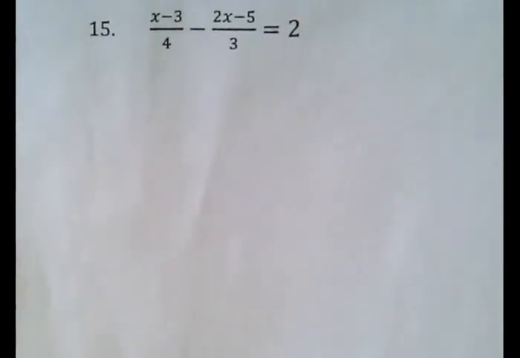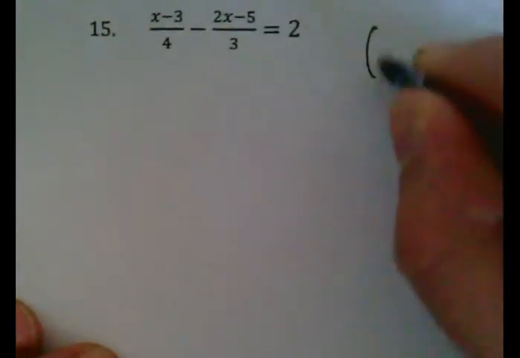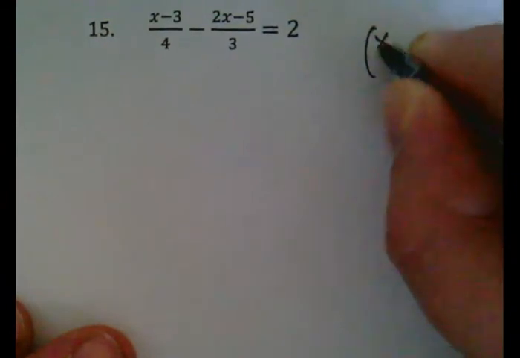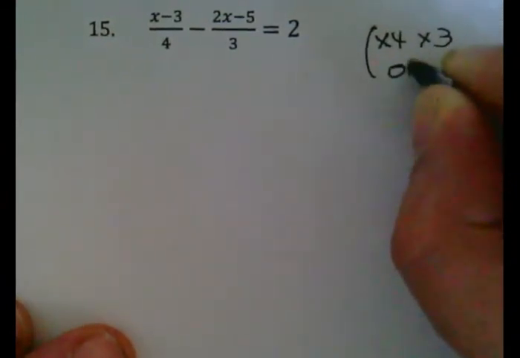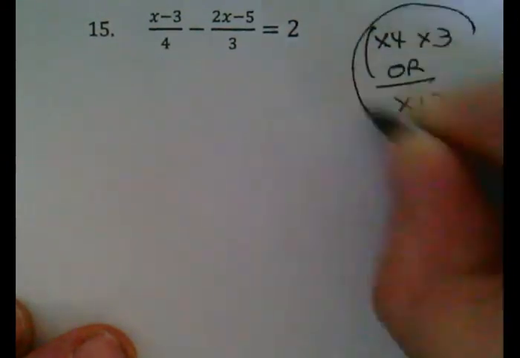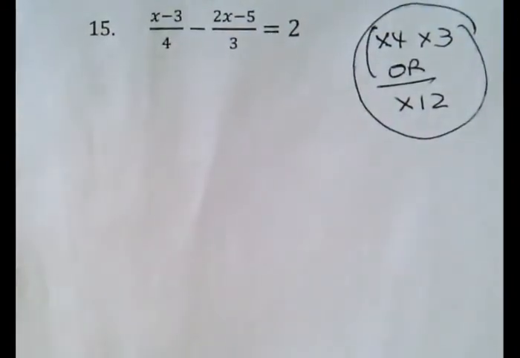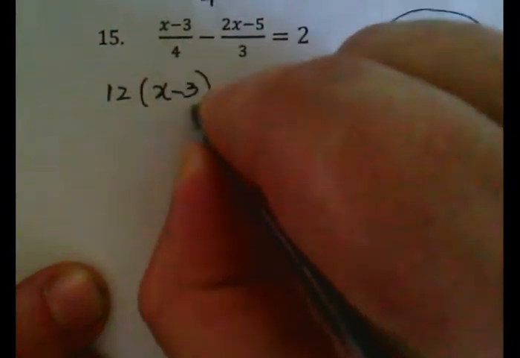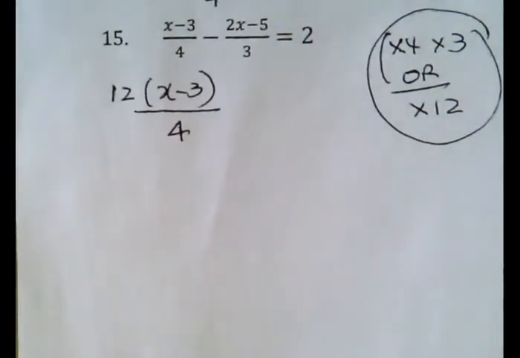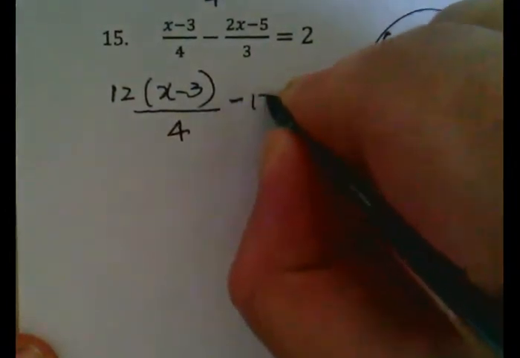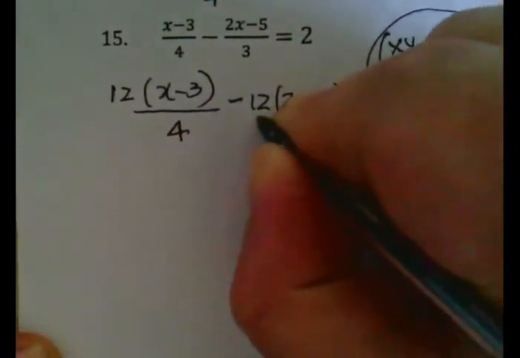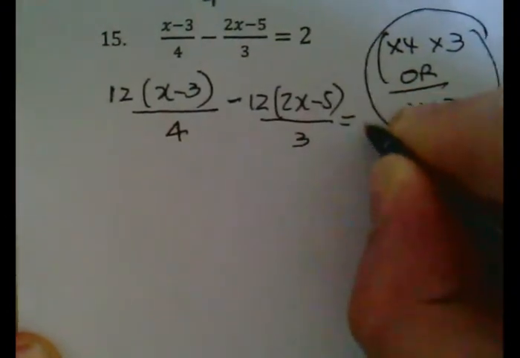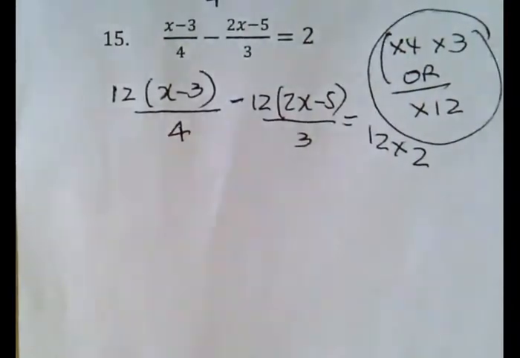So I need to undo the divide by 4 and the divide by 3. So the inverse operation of dividing by 4 and dividing by 3 would be to times 4 and times 3, or in one step, just multiply by 12. Okay? That will undo your denominators. So, it's 12 times the first thing. Now, because there is more than one thing on the numerator, I put brackets around the numerator. Take away 12 times the second fraction equals 12 times 2. Sorry, I'm running out of room.